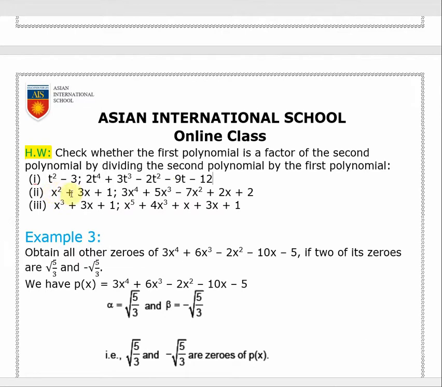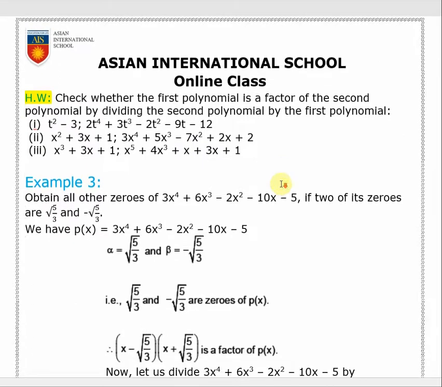Similarly, this one, x² + 3x + 1: you will divide 3x⁴ + 5x³ − 7x² + 2x + 2 with the smaller one. That is, this is your p(x) and this is your g(x). So this p(x) will be divided by this g(x), and check whether there is a remainder coming or not. Similarly, the last one, this will be your homework. Please try it at home.